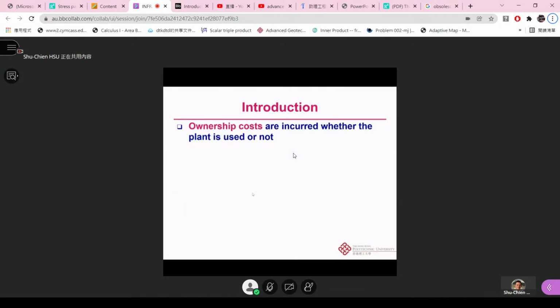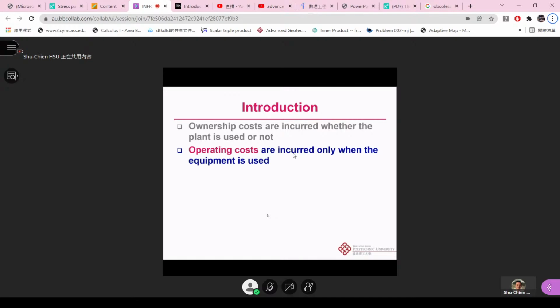Now we'll talk about ownership costs, which are incurred whether the plant is used or not. Once you own a car, for example, even if you don't really drive it, the age of the car will also cost depreciation. Remember that? It will also depend on where you store it. So for construction equipment, even if the company doesn't use it and it sits idle there, it will still have costs. But what will the costs be? We will talk about that later.